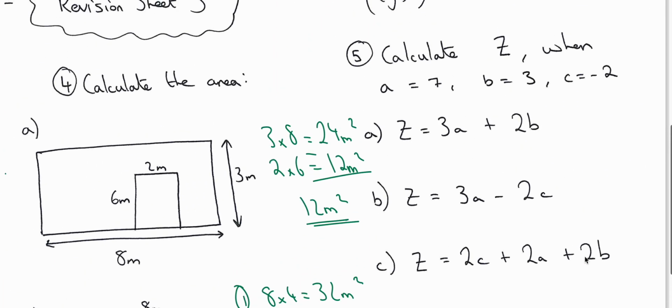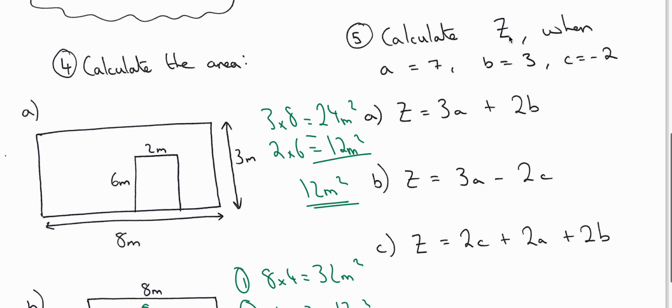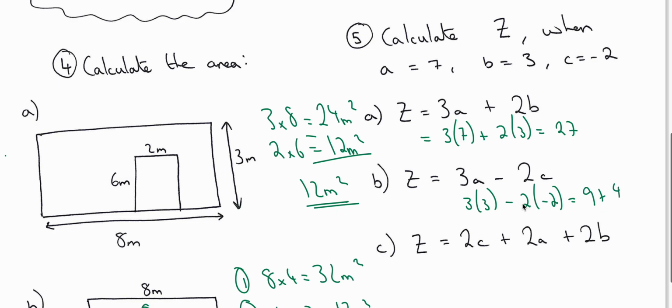Okay, next part, number 5. Calculate the value of z when a is 7, b is 3, c is minus 2. 3a plus 2b, well, that's going to be 3 times 7 plus 2 times 3, which is going to be 21 plus 6, which is 27. The next one is going to be 3 times 3 minus 2 times minus 2, which is going to become 9 plus 4 because a minus and a minus makes a plus, giving me 13.